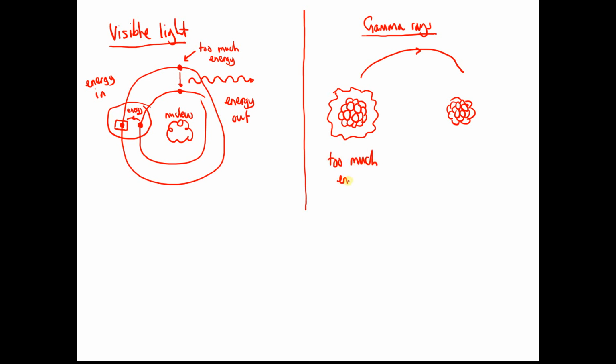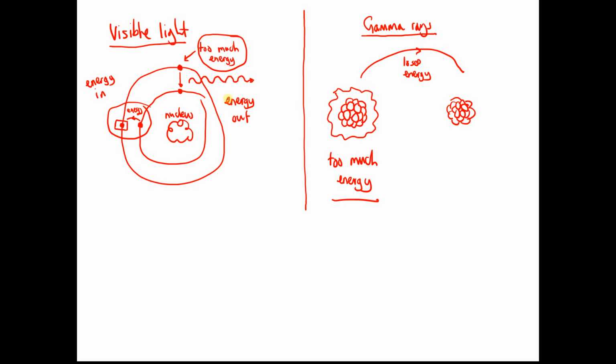Now, can you see the similarity between this situation and this situation here? Okay, here the atom, the electrons have got too much energy. Here the nucleus has got too much energy. And in this situation here, the electron loses that energy. And it's the same thing here. The nucleus loses that energy.